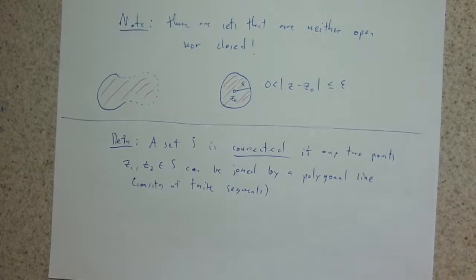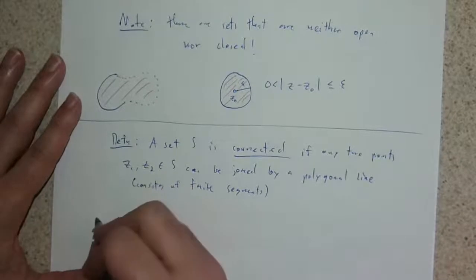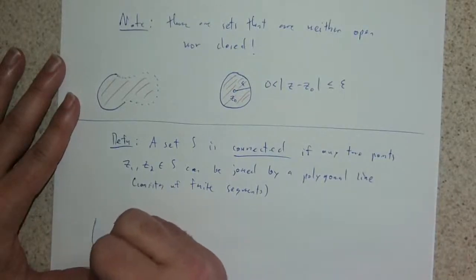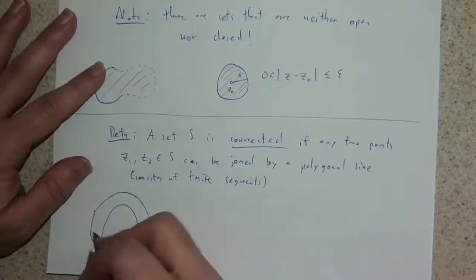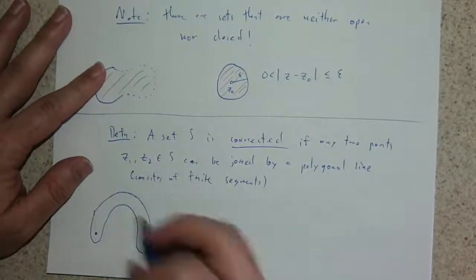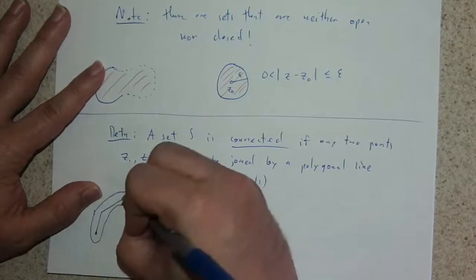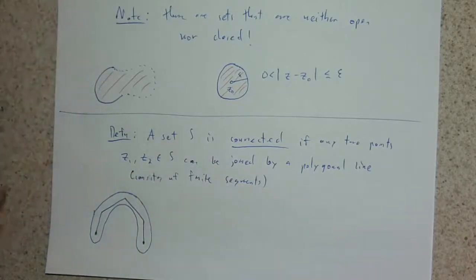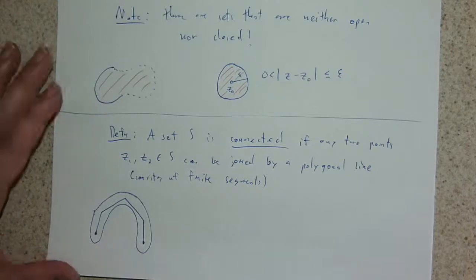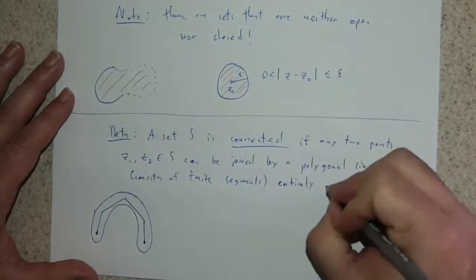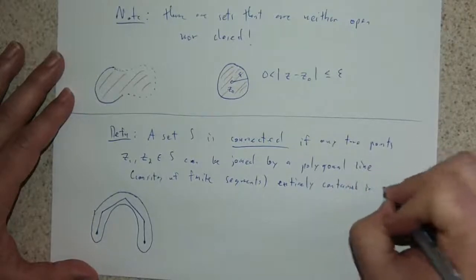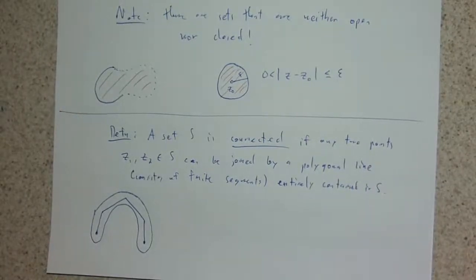Okay, and so for instance, here's an example. Let's say I have the closed set that maybe looks like this. This is connected because even if we pick points Z1 and Z2 like this, I could draw some polygonal line here connecting both of them that is entirely contained in S. Oh, I didn't include that. That's important: if they can be joined by a polygonal line entirely contained in S. So connecting them like this is not allowed, because then it's disconnected.